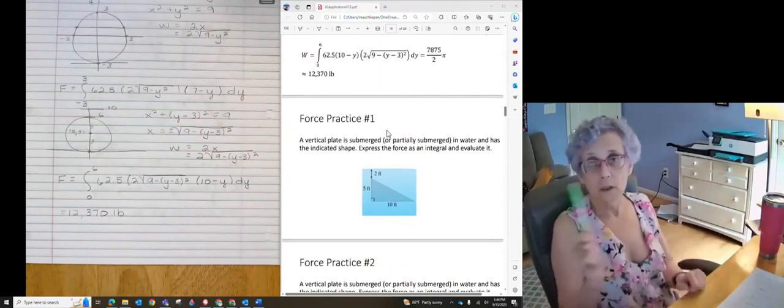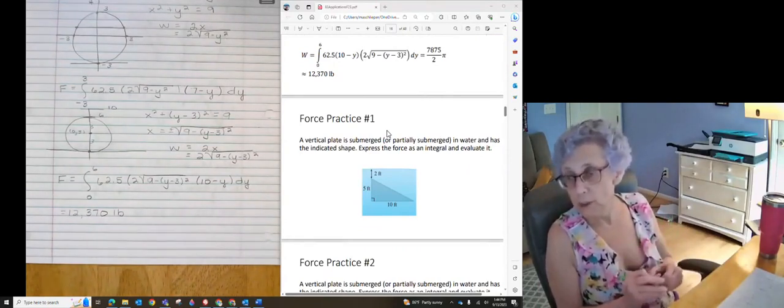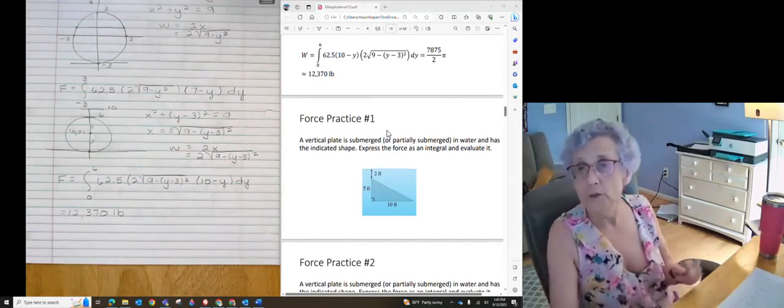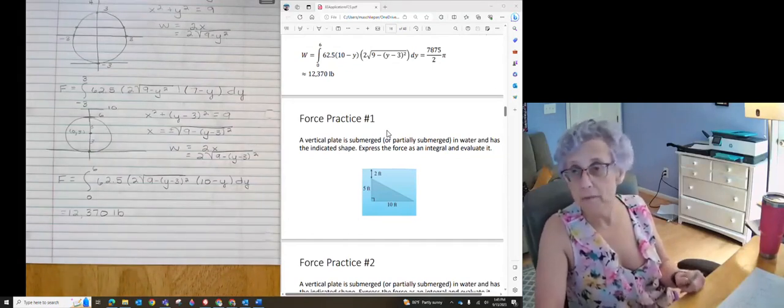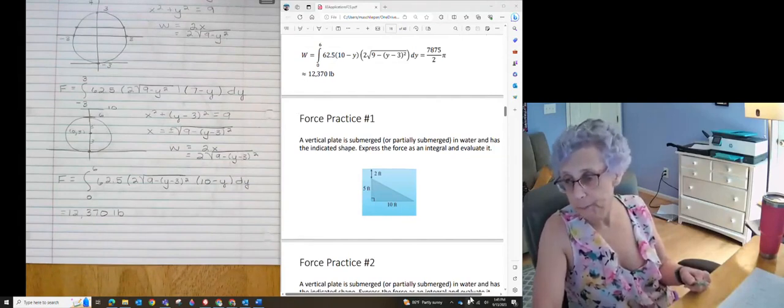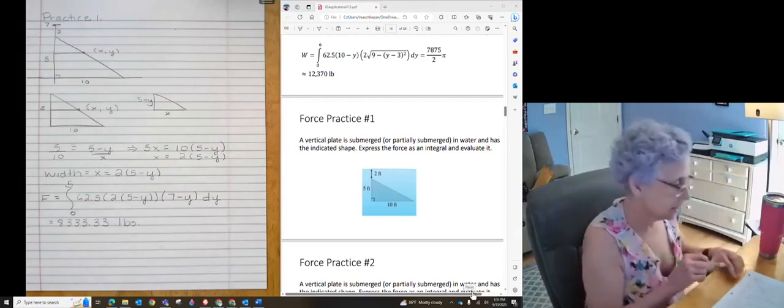Try this one on your own. You have a vertical plate submerged in water and it has the indicated shape. Express the force as an integral and evaluate it, and you can use 62.5 pounds for the density of water. Did you get it? Let's look at it.